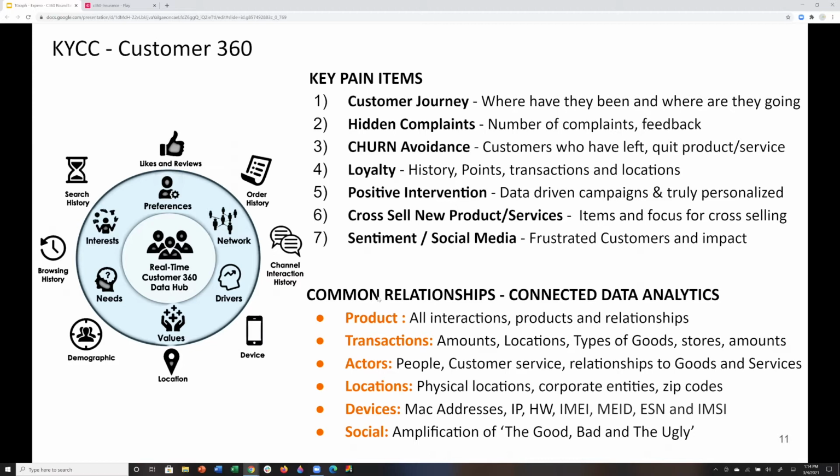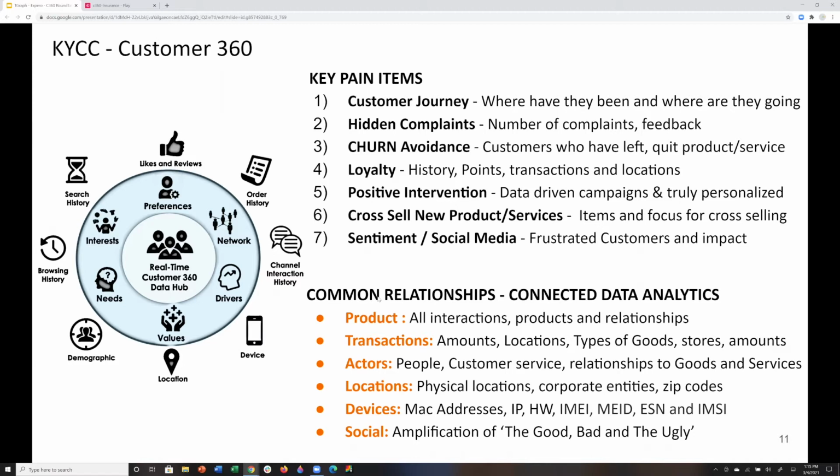We need to understand the geospatial considerations of the customer 360. What are the physical locations? What are the corporate entities? Where do these things happen and how? And then we also need to understand, in a world where we have all the devices that we could ever ask for, it seems, how customers experience across their device network, their own personal network. We need to know about MAC addresses, IP addresses, and everything about all of the other network considerations of those devices.